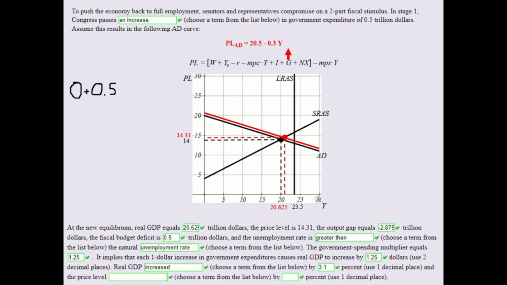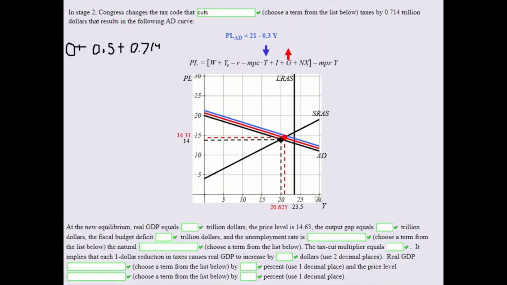GDP. Now, in the Keynesian model, prices didn't go up. We assumed they were sticky. But here, prices went from 14 to 14.31. So the inflation rate is what the price level is at the red dot minus what the price level was at that black dot, divided by what it was, times 100. And here we get an inflation rate of 2.2%.